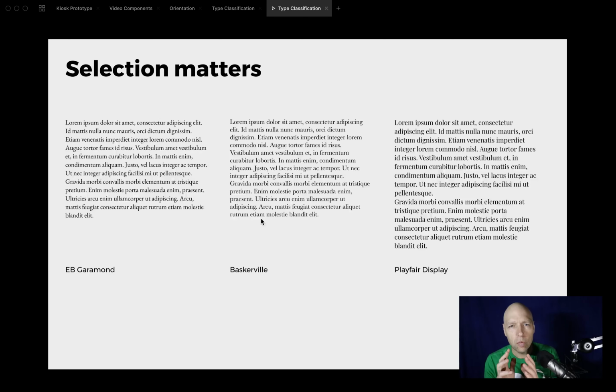So what you choose really does matter, and that's why when we get into classification, it's so much more important to be able to dive in and understand the classifications within the serifs and the sans serifs and the slab serifs than it is just to say serif or sans serif.